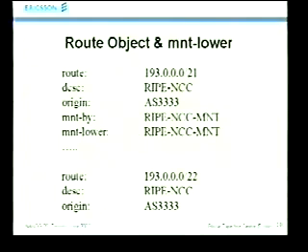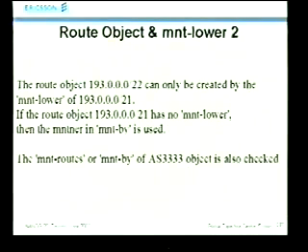So if I want to create this object, I first look at this maintain lower. If this maintain lower is not present, I look at this. But this is a very special case where I'm trying to create a more specific route object. Okay? So I'm protecting my route space. I should also say, here are the maintained routes. The maintained routes or maintained by of the AS333 object is also checked.